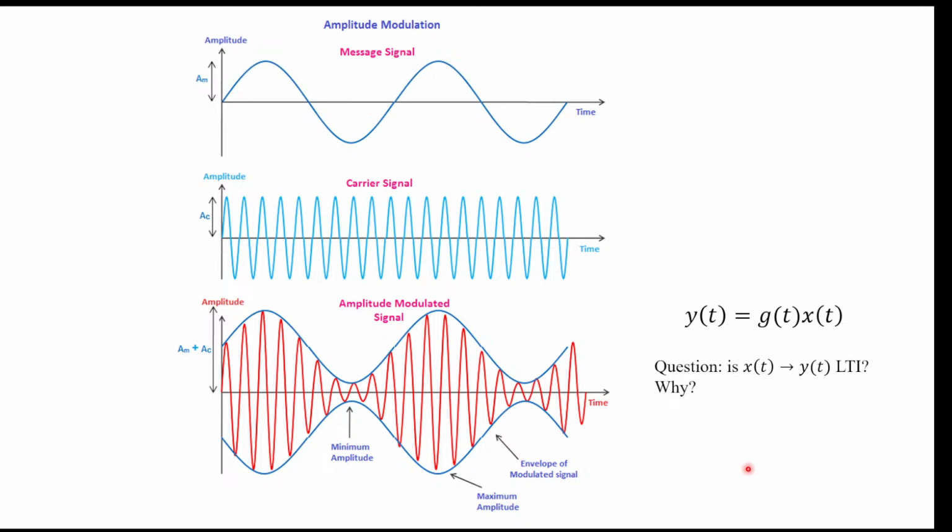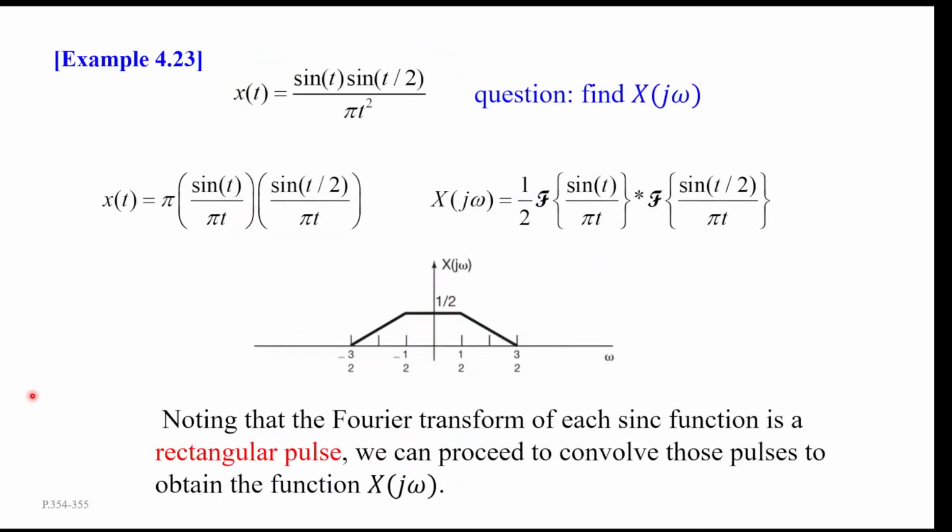And then there's a question to think about yourself: is the transform from this x of t to y of t an LTI system? It's quite tricky. That's the first example of the multiplication rule, and let's see another example.